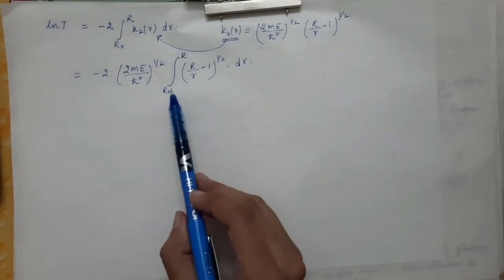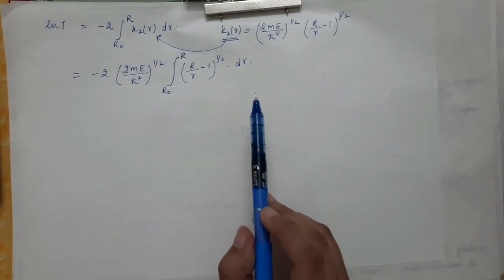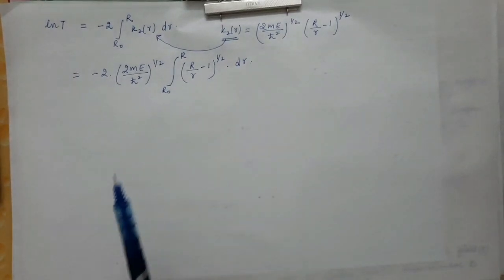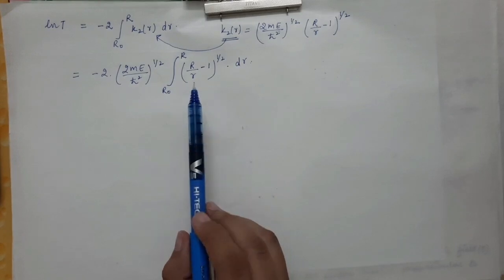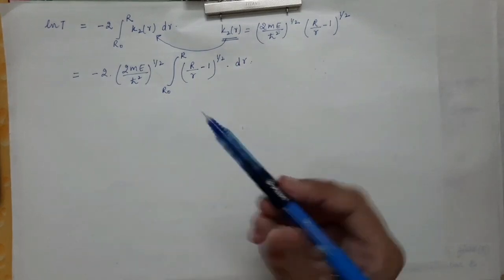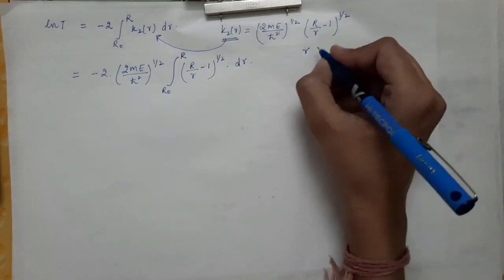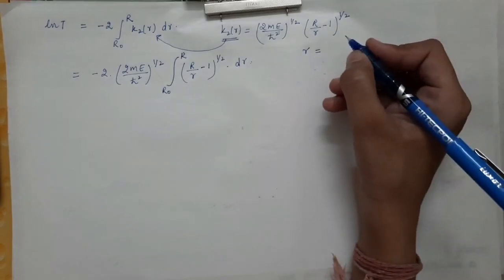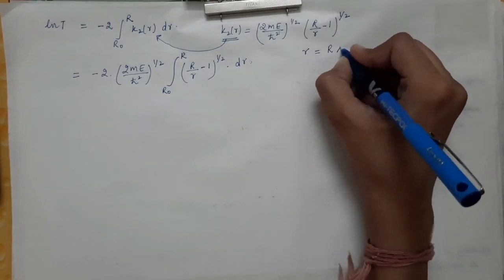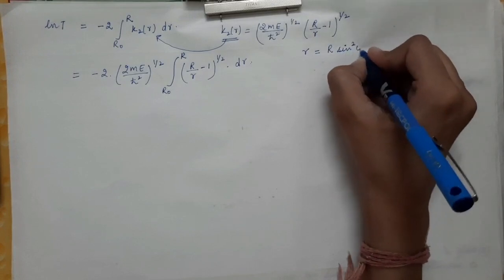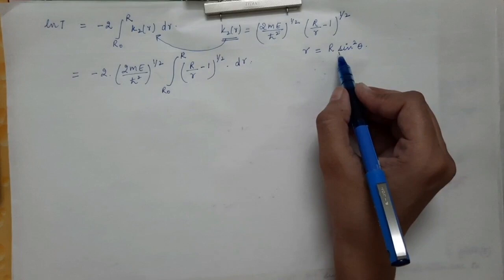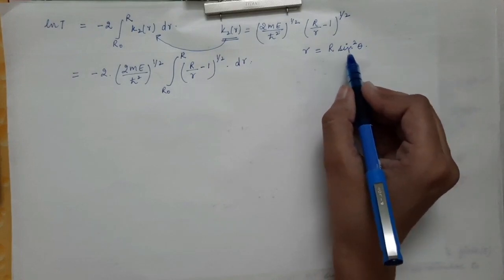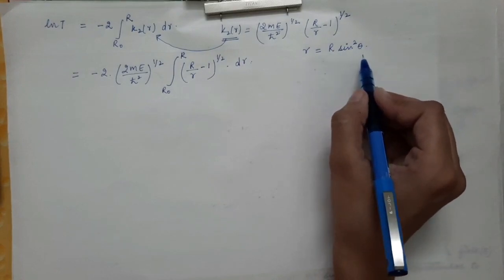So we have to evaluate this integral. Now to evaluate this integral, you have to do various modifications and various substitutions. First substitution is of small r. Let's say that small r is put equal to capital R into sine square theta. So small r in this integral is put equal to capital R into sine square theta.